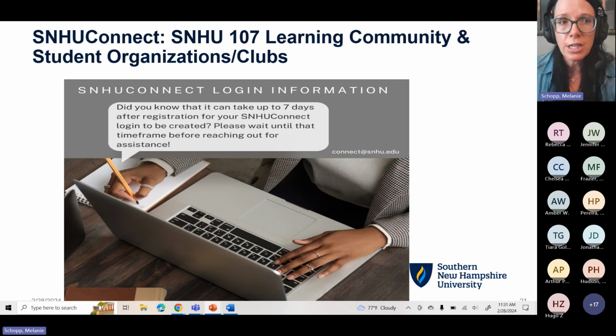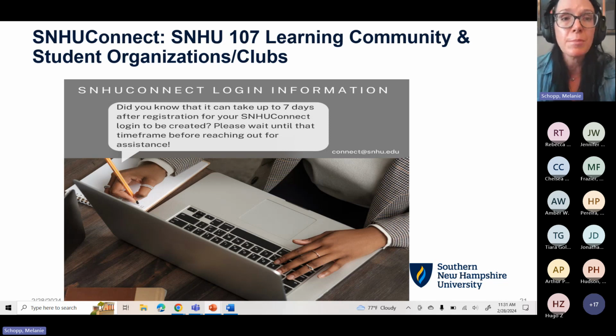One note I wanted to make before I show you guys a quick classroom tour is that for SNHU Connect, this is where the SNHU 107 learning community is. It's where the student clubs and organizations are. Logins are not created until about 7 to 10 days after you register for your classes. So you have to have a different login. It's called the Pulse login. I promise you, you'll get used to all of these acronyms and all of these names. You will get into the routine.